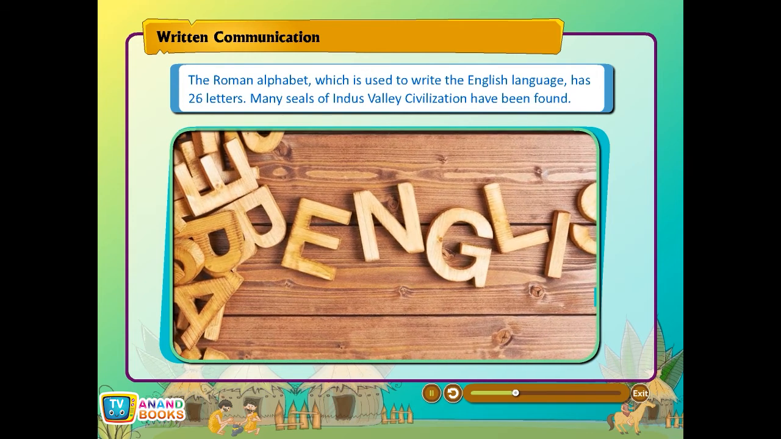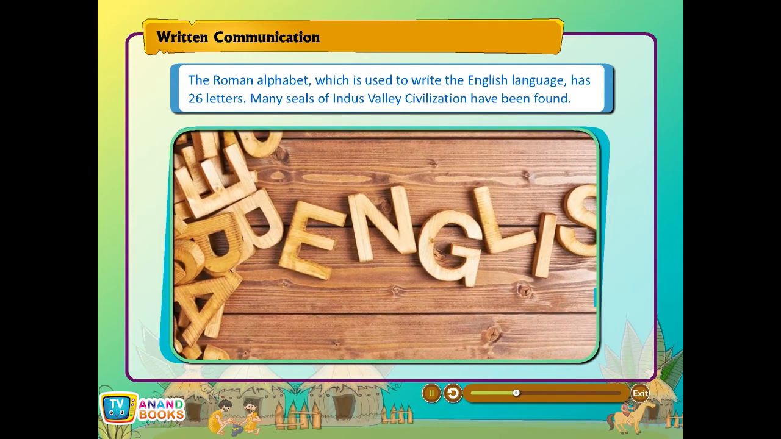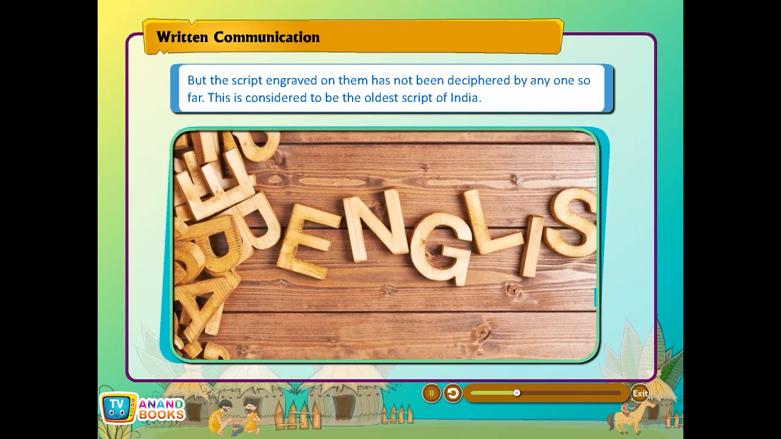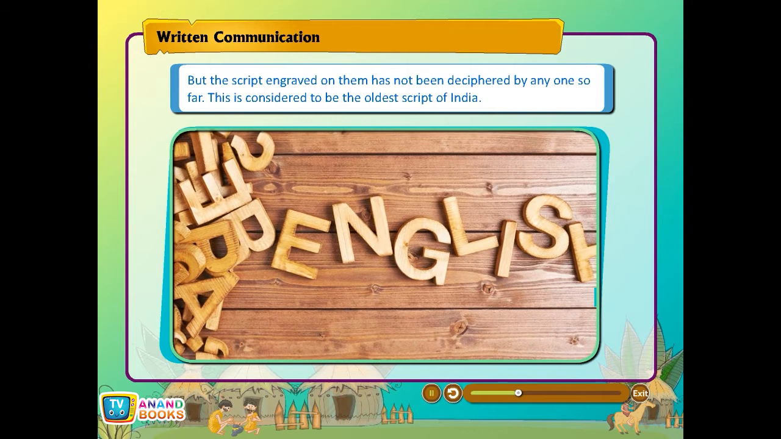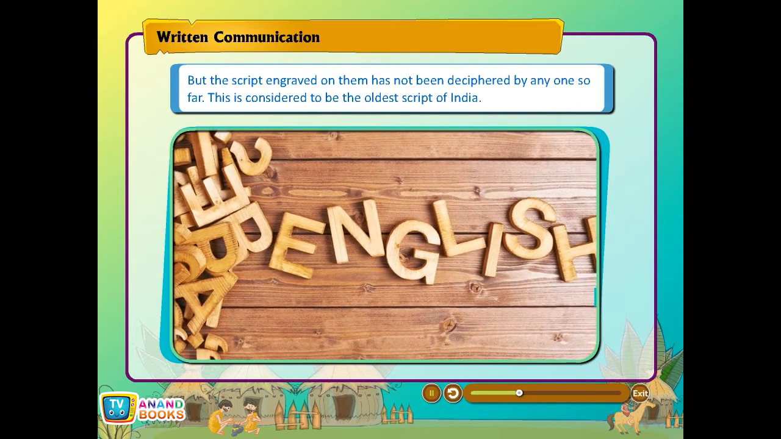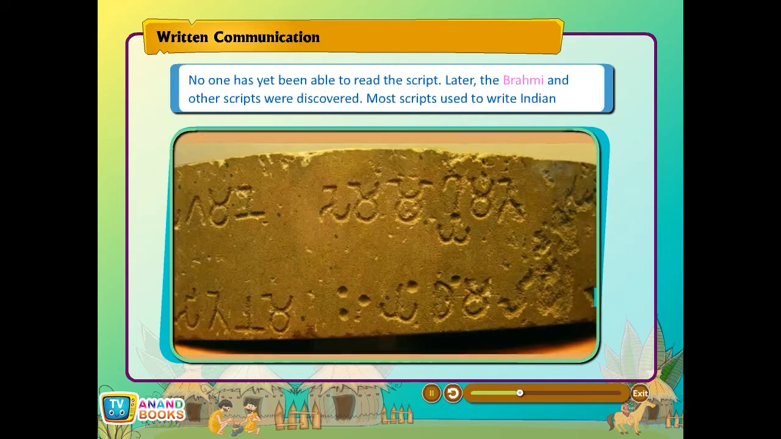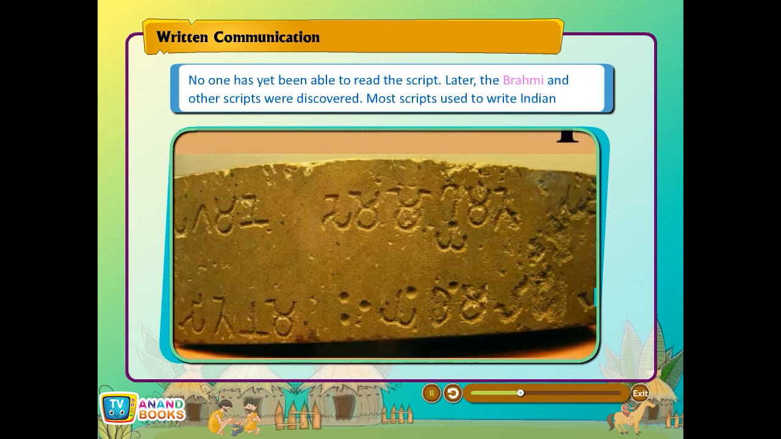Many seals of Indus Valley civilization have been found, but the script engraved on them has not been deciphered by anyone so far. This is considered to be the oldest script of India. No one has yet been able to read the script.